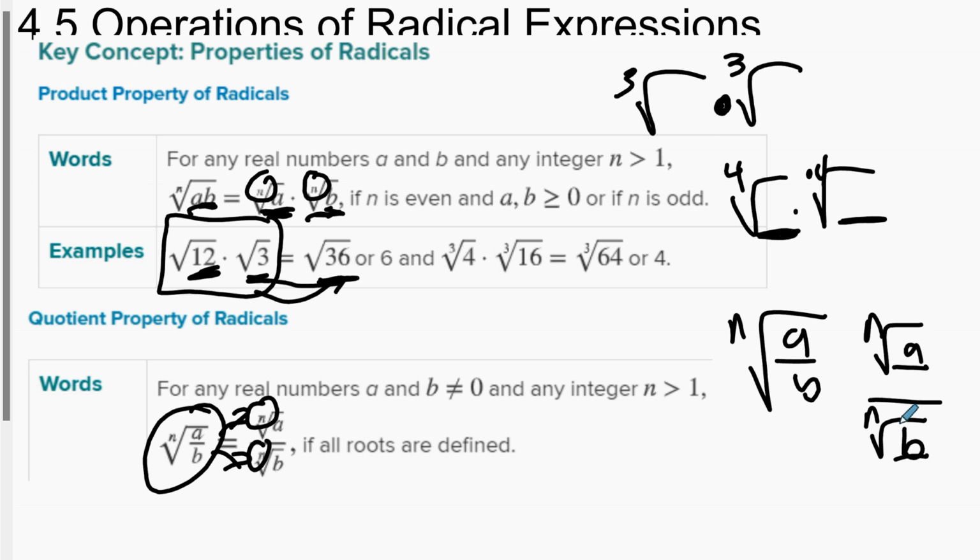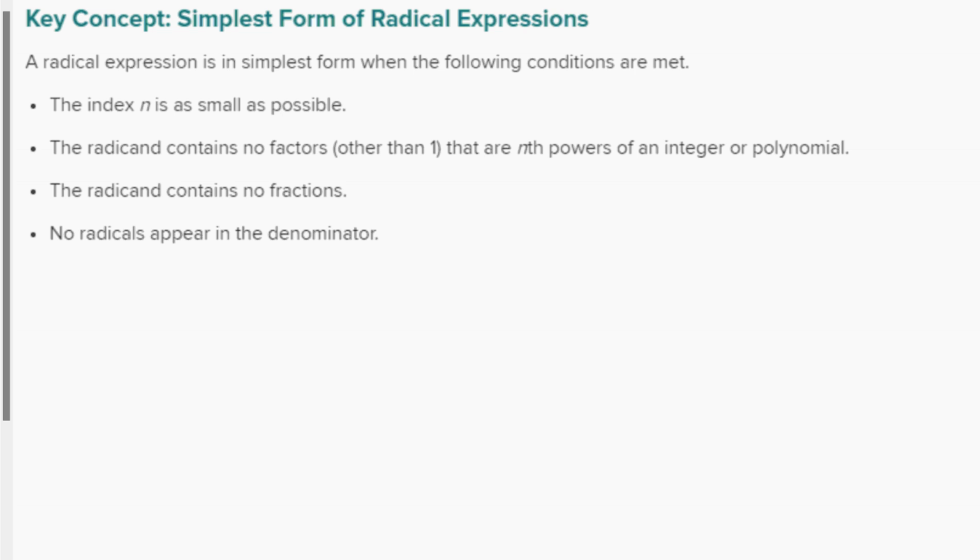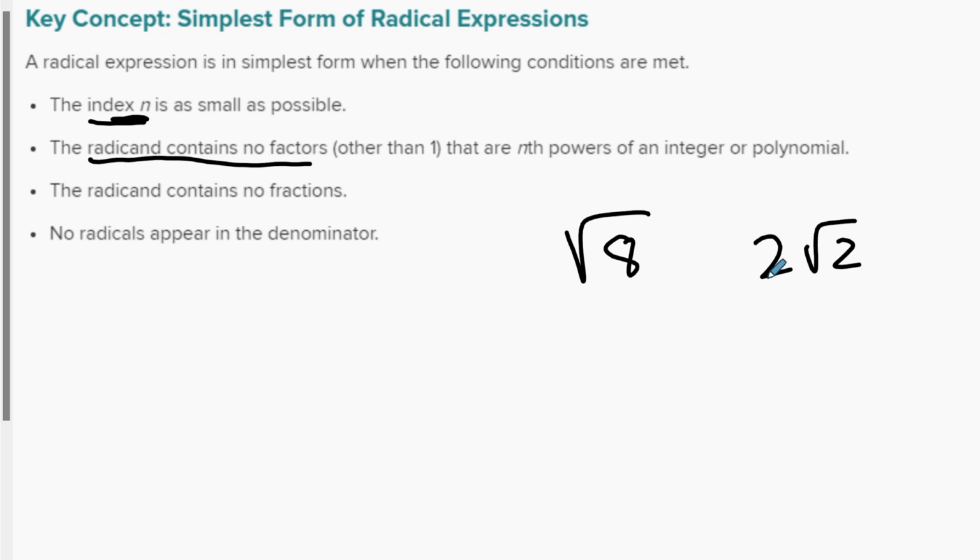Well, how far do you simplify? These are the general rules of simplifying. How far do you go? You keep going until you have the smallest possible index. Also, the radicand should contain no perfect power factors. If I have the square root of 8, I want to reduce that down to 2 root 2.